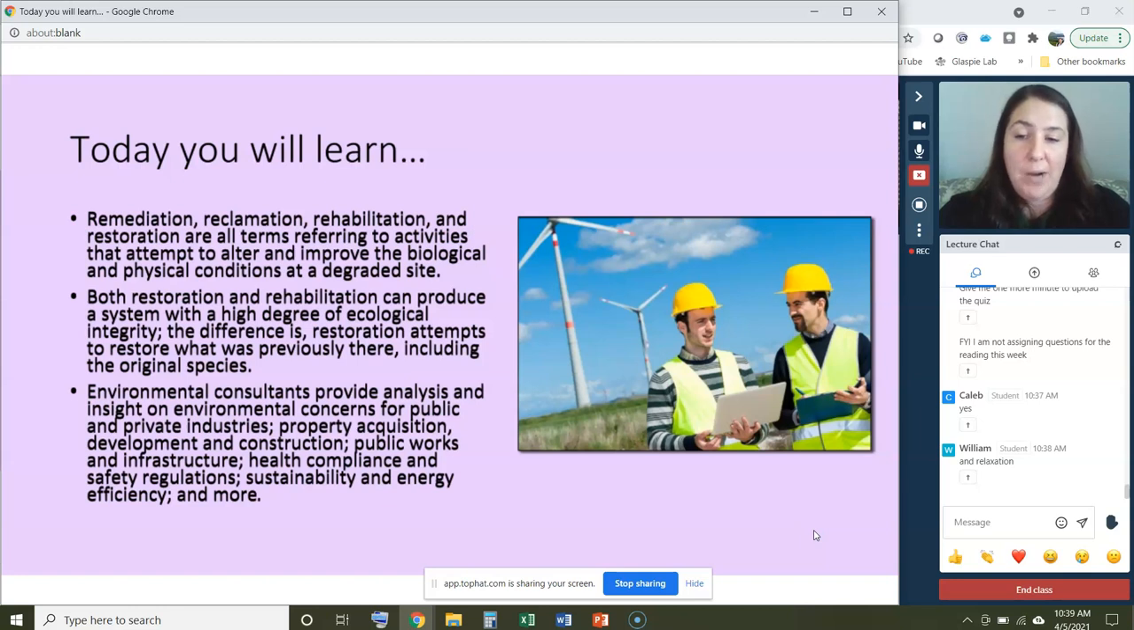And then you'll learn about environmental consultants and how they can provide an analysis and insight on environmental concerns for public and private industries. And this includes weighing in on property acquisition, development and construction, public works and infrastructure, health compliance, safety, sustainability, energy efficiency. A lot of these have to do with restoration type projects, and so that's why environmental consultants appear in this lecture, though of course they can have a hand in a variety of other things that we've talked about in this course.